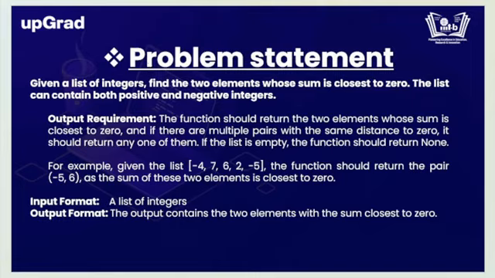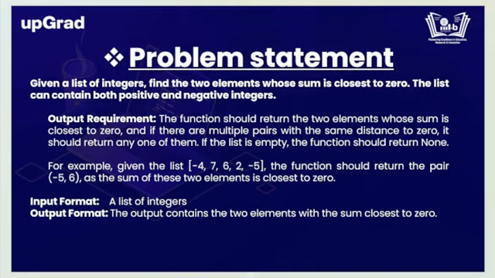The problem statement is like, there is a given list of integers. We have to find the two elements whose sum is closest to 0. The list can contain both positive and negative integers. Our output should match, like the function should return the two elements whose sum is closest to 0, and if there is multiple pair with the same distance to 0, it should return any one of them.